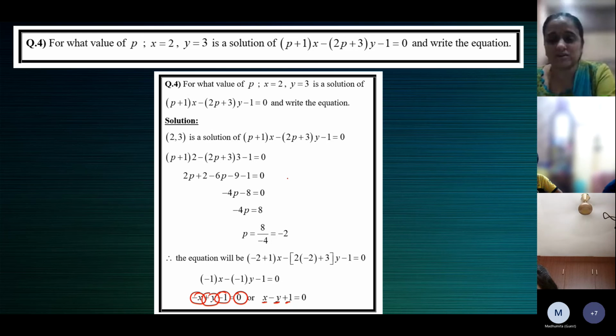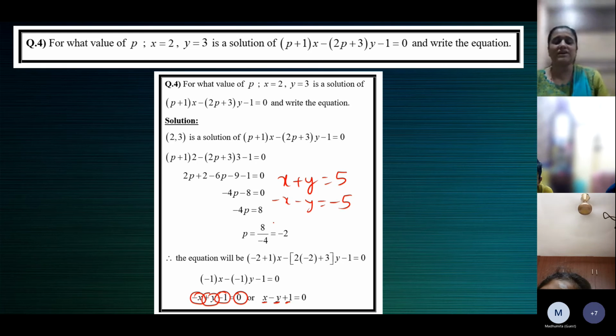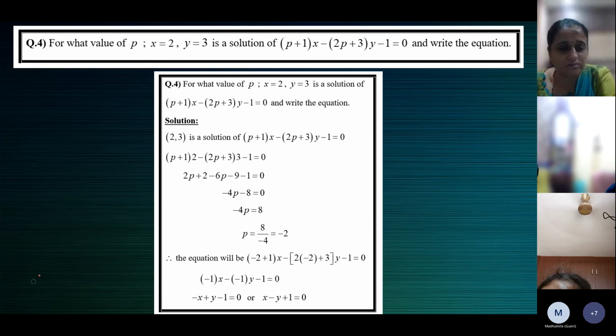So you can change the signs throughout. For example, if you have x plus y is equal to 5, changing the signs throughout means minus x minus y is equal to minus 5. You must change the signs in both the left-hand side and the right-hand side. Similarly, here changing the signs throughout means minus x becomes plus x, plus y becomes minus y, minus 1 becomes plus 1 is equal to 0.